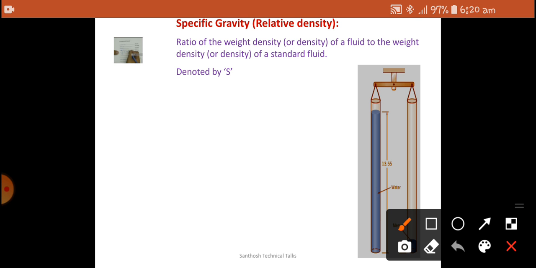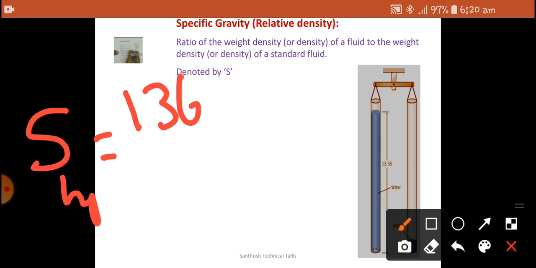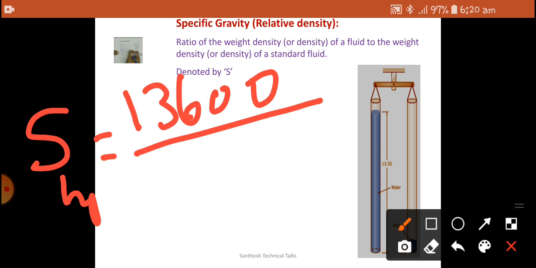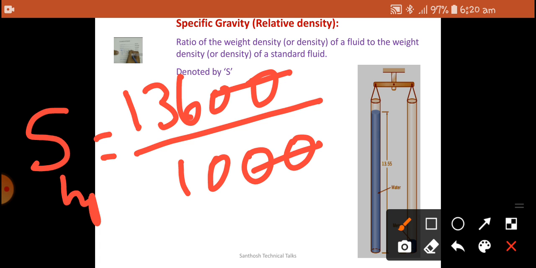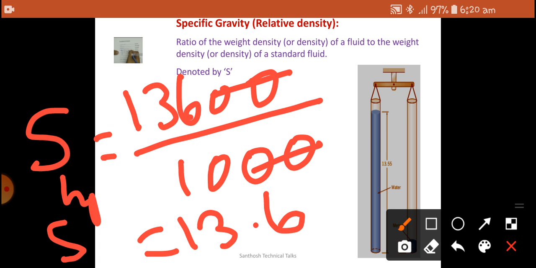Therefore, if we want to know the specific gravity of mercury, the density of mercury is 13,600 divided by the density of the standard fluid, which is water, 1000. So it becomes 13.6. So the specific gravity of mercury is 13.6. What it means is that in order to maintain the same weight, we need the standard fluid times 13.6.